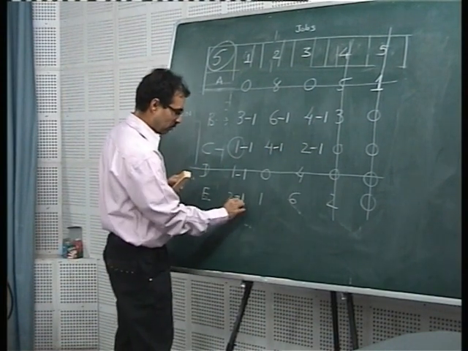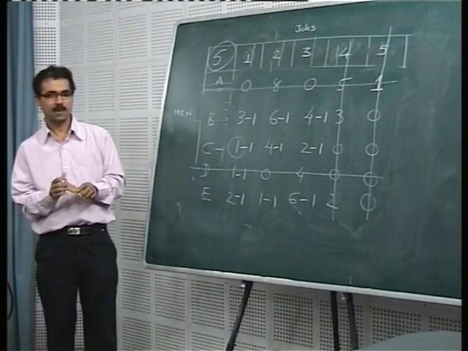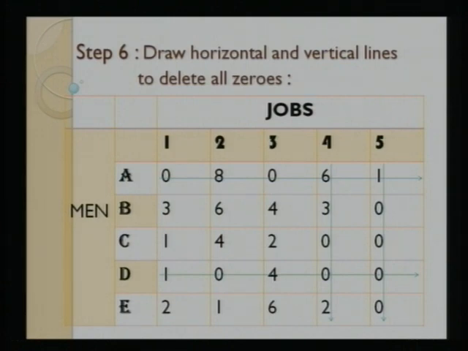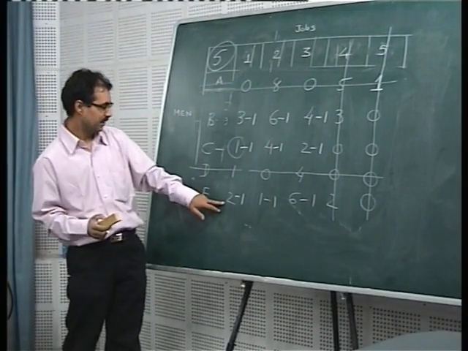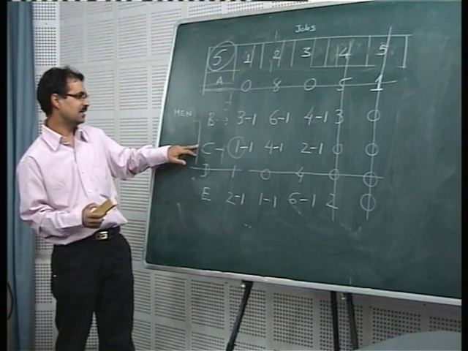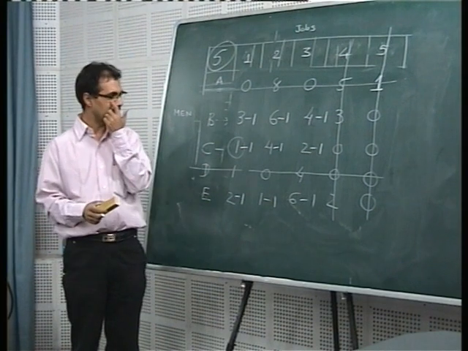So those which are not covered, everywhere minus 1. D is covered, I'm sorry. Okay, D is covered. Only the E row will have minus 1, then the C row will have minus 1, and the B row will have minus 1. So those elements which were not covered will have minus 1.